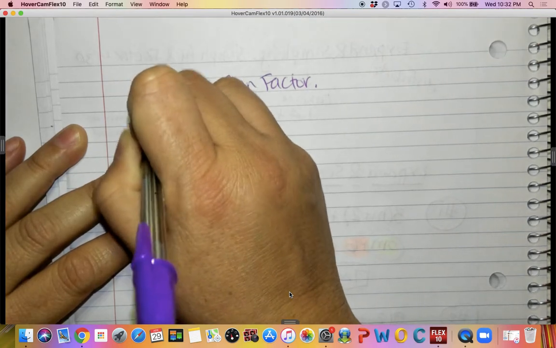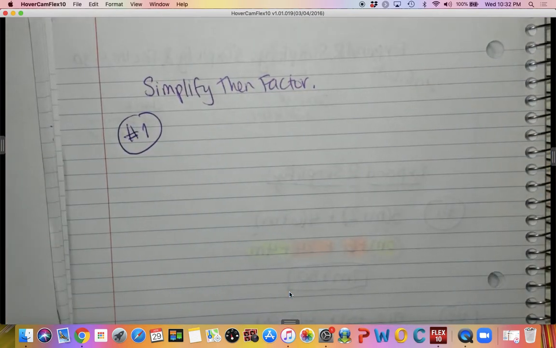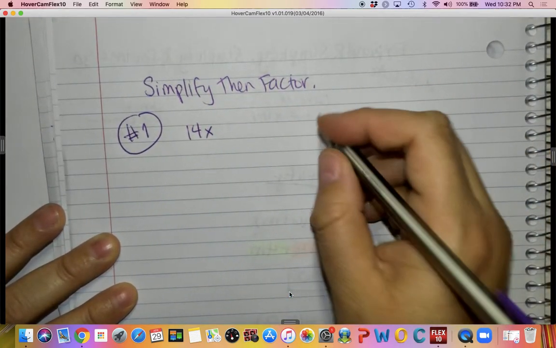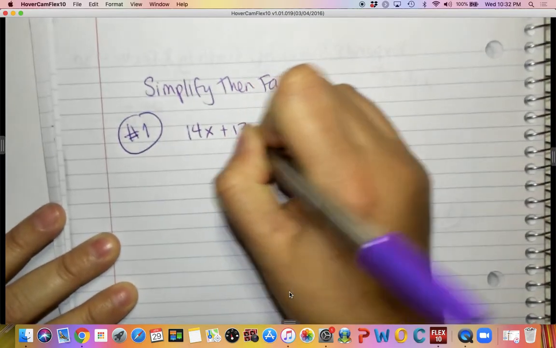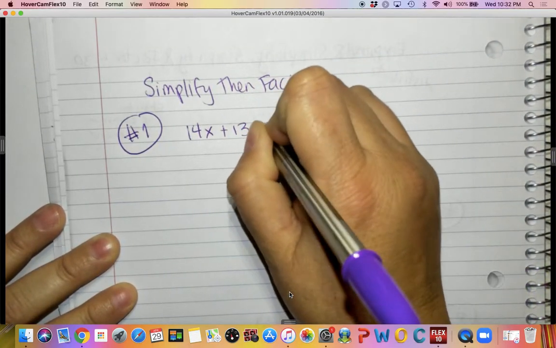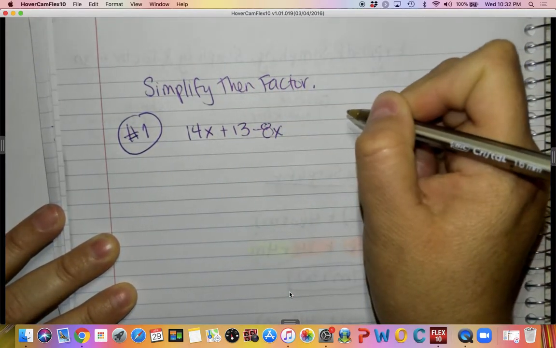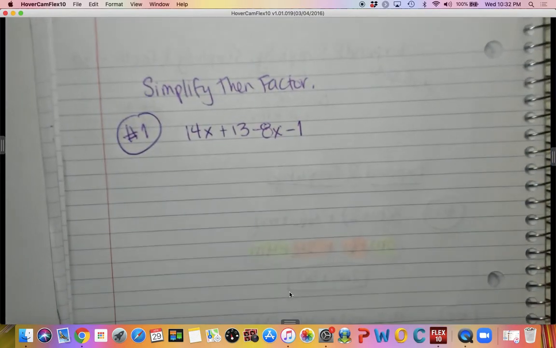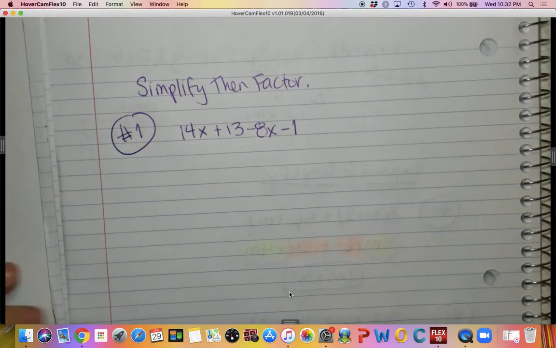And this will be example 1. Simplify, then factor. So I have 14x plus 13 minus 8x minus 1. So the very first thing that I do is simplify, meaning combine like terms.